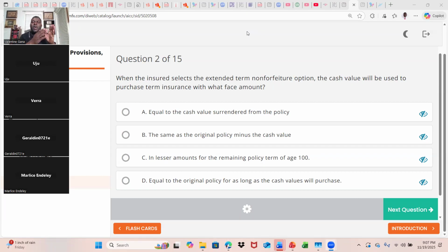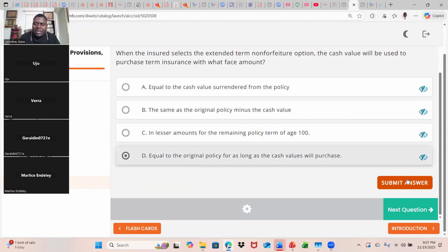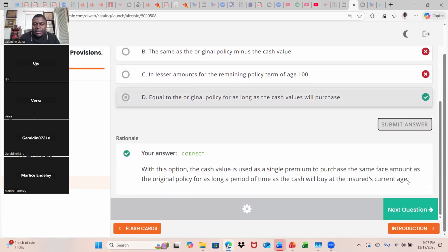Equal to the original policy. Remember, the extended term is always equal. The new policy, the extension of the term, is always of the original face value of the policy. Remember that. When you see this question in the exam, remember that. And 100%, you will see this question in the exam. Let's submit and see if we are right. That's correct. All right. So next question.